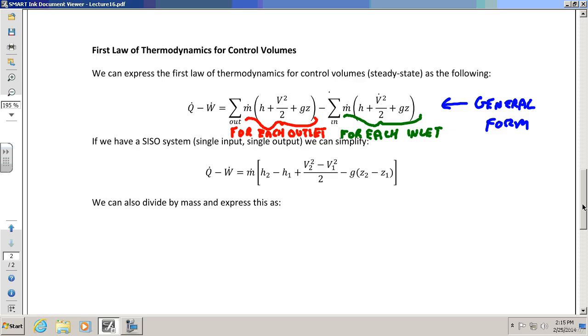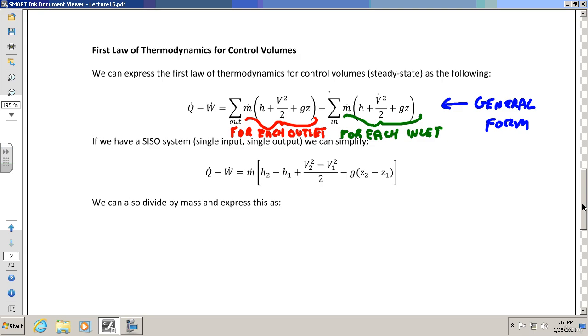Each outlet has its own H, its own velocity. That's the V there. That V in there is velocity. Remember, V squared over 2? Hopefully that rings a bell, and you go, oh yeah, that's kinetic energy, right? And g times z, hopefully that rings a bell. Oh yeah, that's potential energy. So each outlet has its own kinetic and potential and its own H, along with its own mass flow. And each inlet stream has its own mass flow, its own H, its own V, its own g, its own z, its own height. It's got it all.